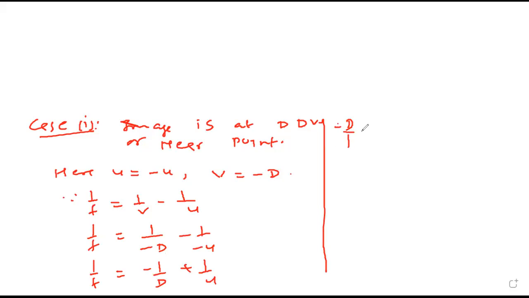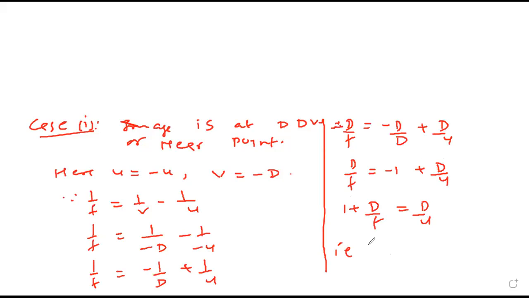Therefore, d upon f will become minus of d upon d plus d upon u. So d upon f is minus 1 plus d upon u. So 1 plus d upon f is d upon u. D upon u means magnifying power will become 1 plus d upon f.